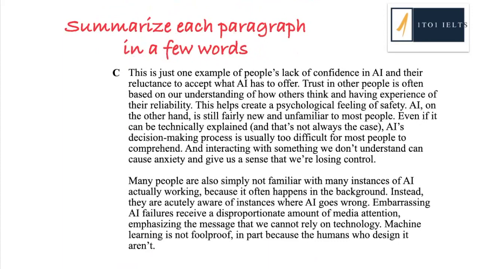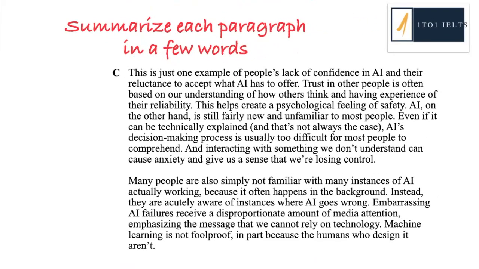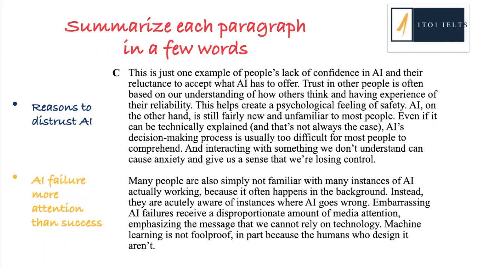Once again, we repeat this process. We go to section C, read it as quickly as you can, make some notes, pause the video now, and then I will show you what my notes were after you started the video again. Welcome back. So my notes for the first paragraph here were reasons that people distrust AI. Looking at the second paragraph, I said that AI failures get more attention than their successes. So again, kind of reasons that people are not trusting AI.